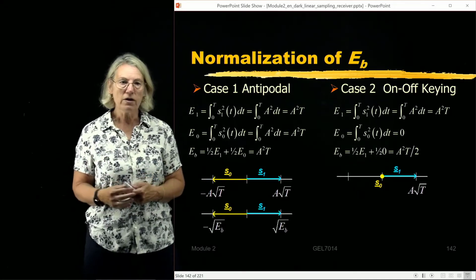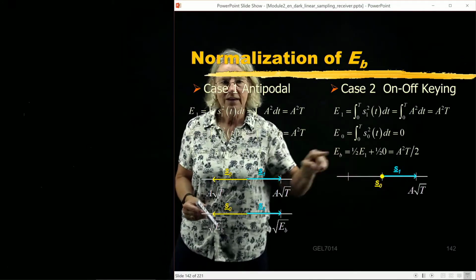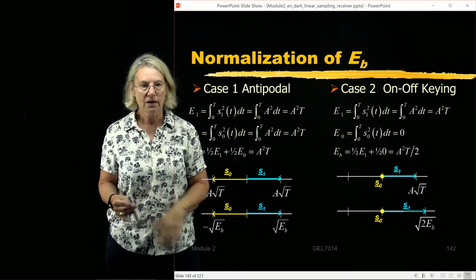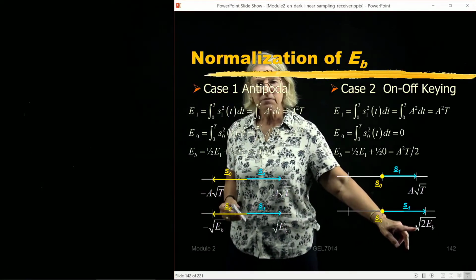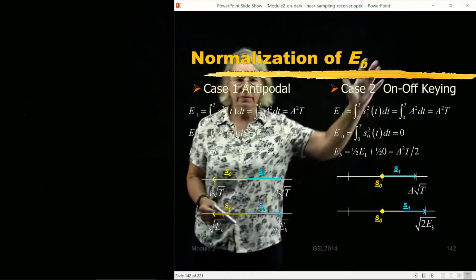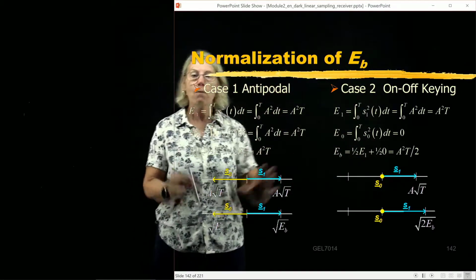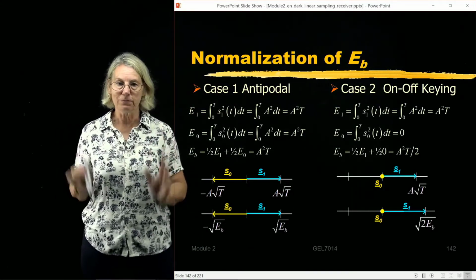So comparing them here would not have been very useful. So what I do now is the same thing. I change this coordinate, but now in terms of an EB for this system. So now I come up with S0, and this length becomes the square root of 2 times EB. So this was the energy per bit in this system and this system. Now both systems, when I compare them, are all based on average energy per bit.